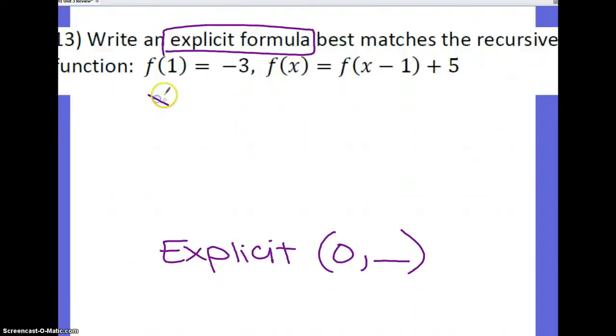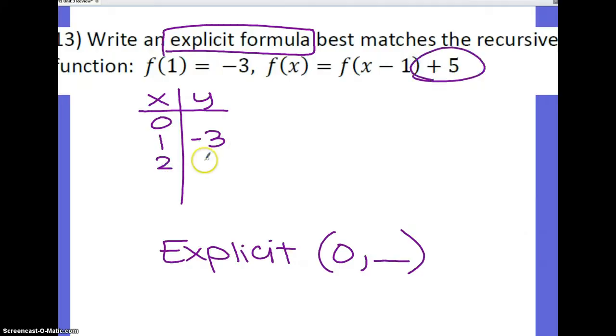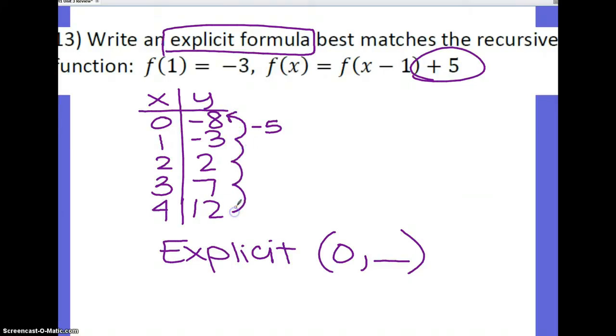So we know that, I'm going to make a table this way. We know that the first number is -3, and it is adding 5 every time. So that would mean this is 2. If I add 5 again, that's 7. Add 5 again is 12. So if I go backwards and I take 5 away, I would get -8. So we know that that was to go backwards, but we know that every time we're repeatedly adding 5, adding 5, adding 5.